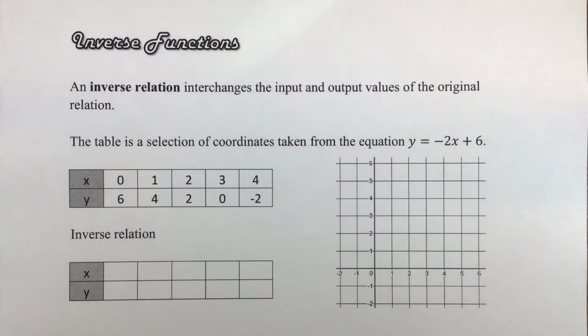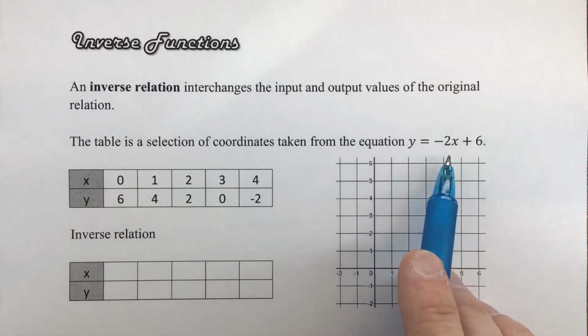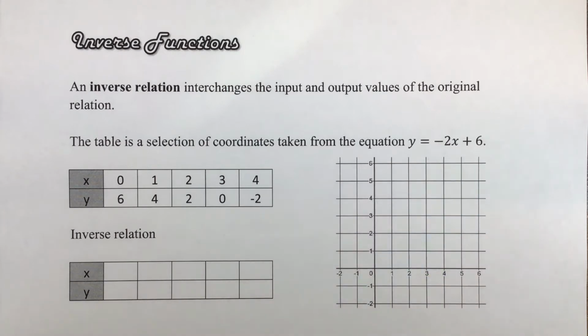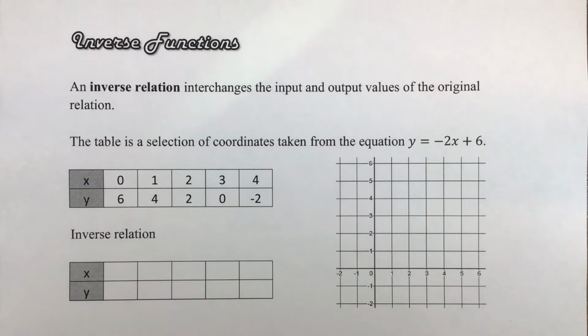Inverse functions. An inverse relationship interchanges the input and output values of the original relationship. The table of values that I have here are ordered pairs that work for the equation y equals negative 2x plus 6. For example, if you were to plug in 0, this would cancel out and you get 6. Okay, so that's a table of values that works for this equation.